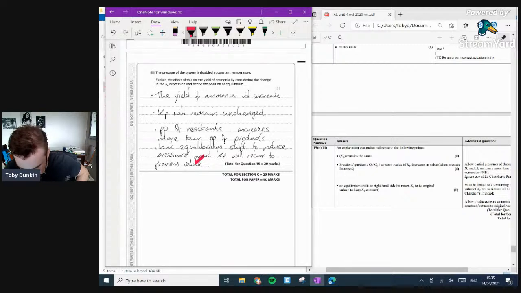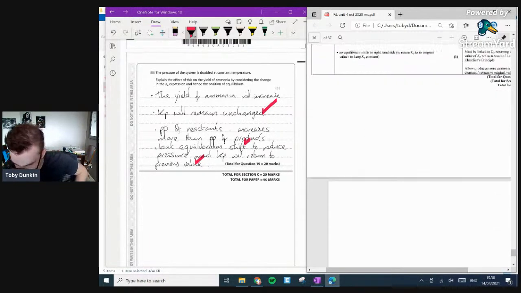Kp expression. Yield of ammonia will increase, so the equilibrium shifts to the right-hand side. Kp remains unchanged. The fraction quotient decreases in value, as reactants increase more than products do. So the equilibrium shifts to the right-hand side to return it. I'll take it. Okay, I'm saying the right things.